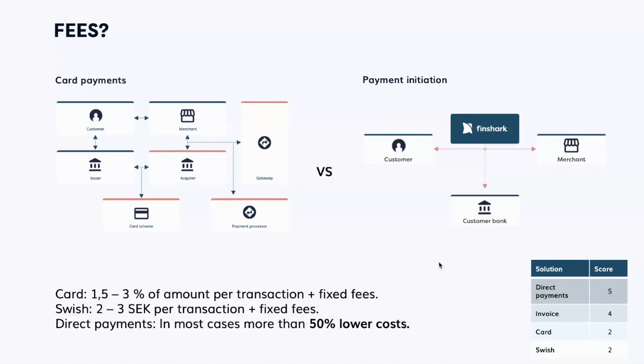So as you can see here, when you're looking at the card payments, it's not really hard to understand why they are quite pricey. Then we're looking to the right and you can see the schematic overview of an open banking payment, a direct payment. You can pretty much see that it's just a matter of customer, a merchant, and using the customer bank to send money to the merchant, using a provider such as FinShark to facilitate the full process.